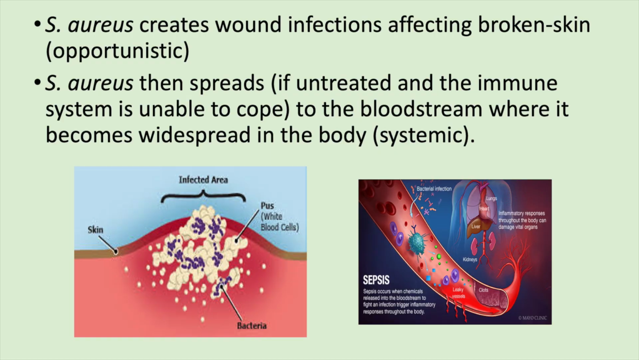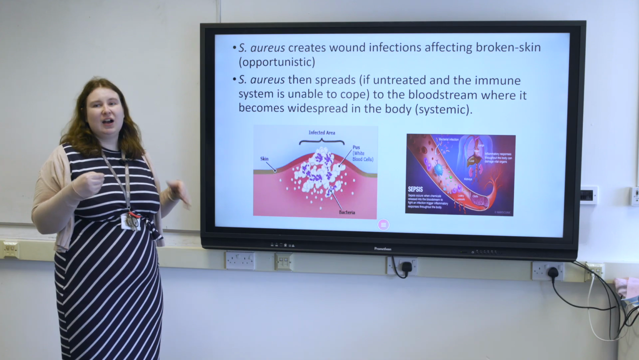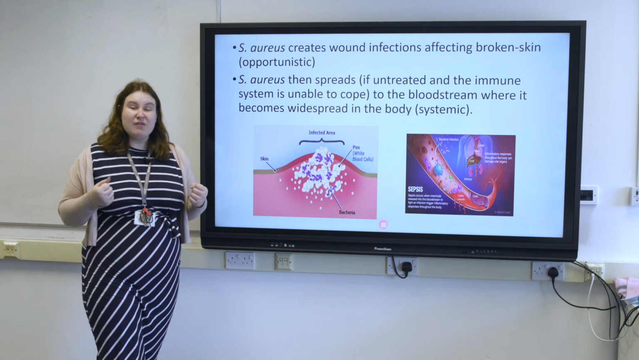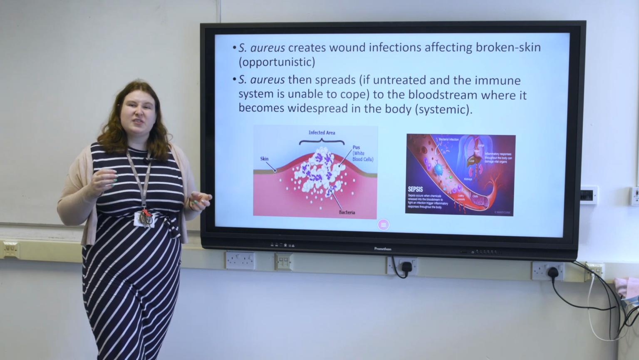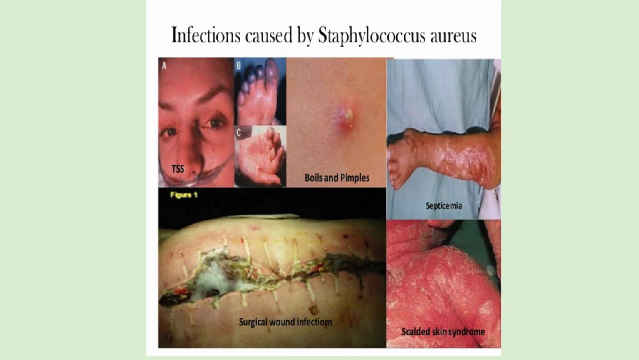The way it works is it creates infections affecting broken skin. When there's a little break in your skin, which obviously in hospitals a lot of people do have, or they have needles going in, which causes a break in the skin, it can then spread through your bloodstream and your lymphatic system to go around the rest of your body. Your immune system then often can't cope, because it causes a wide variety of effects. It has a lot of virulence factors, is what we tend to call them. Those are the things that it does to your body to stop your body working properly. So we start to cause some slightly nasty infections.